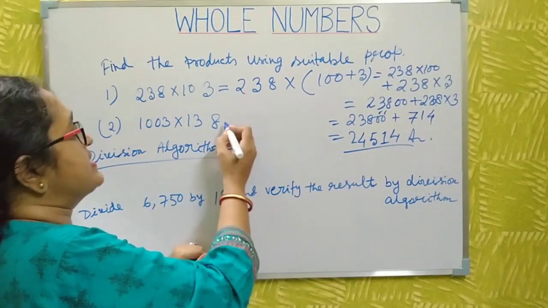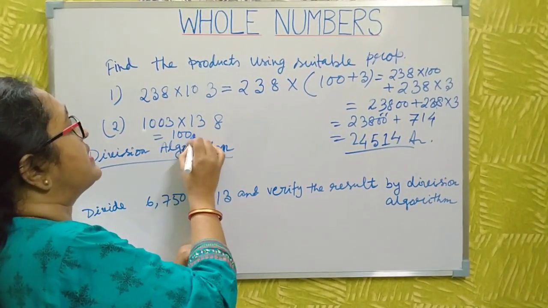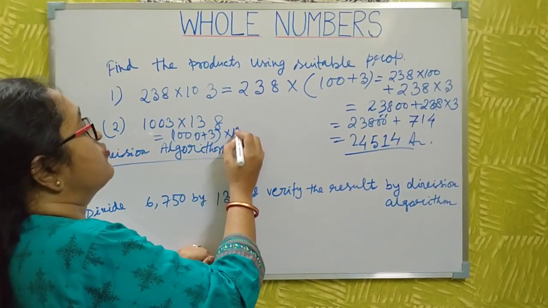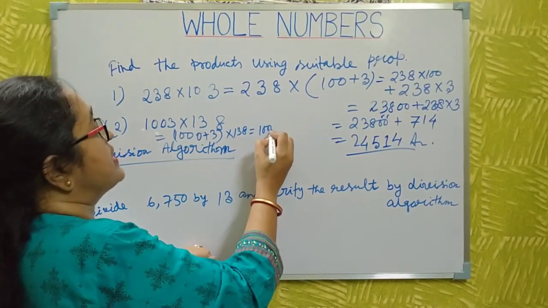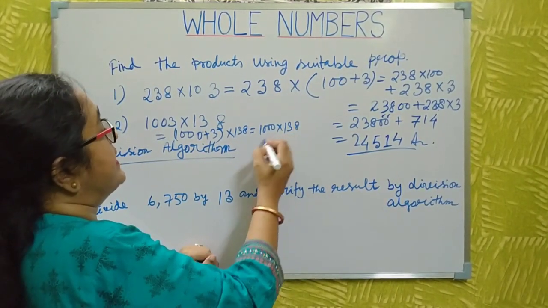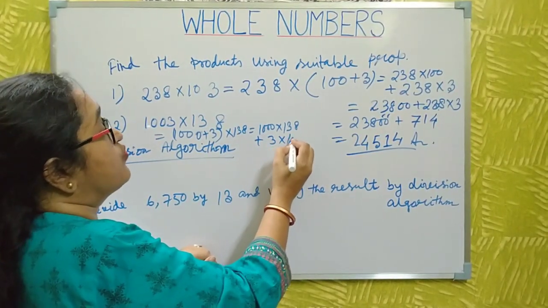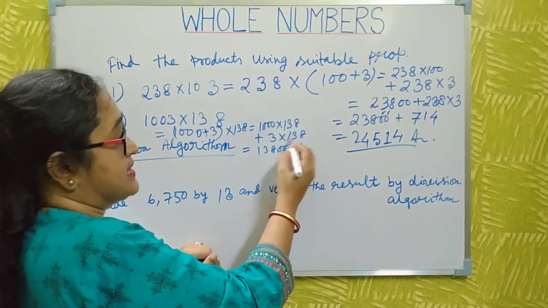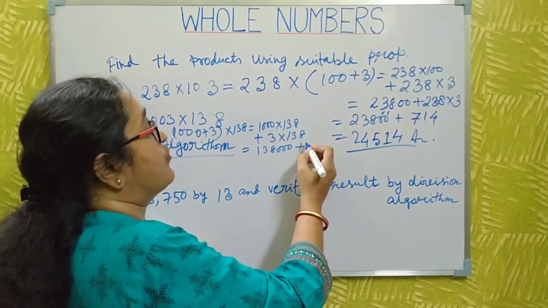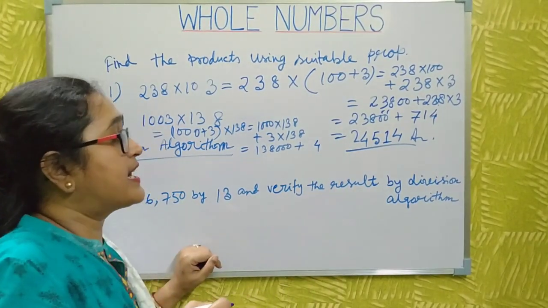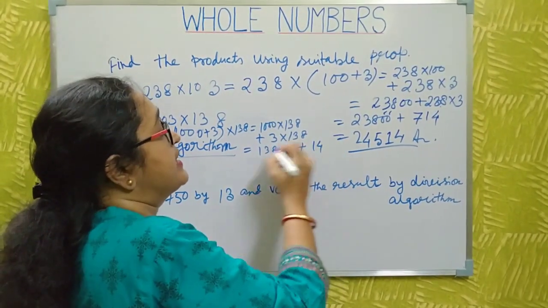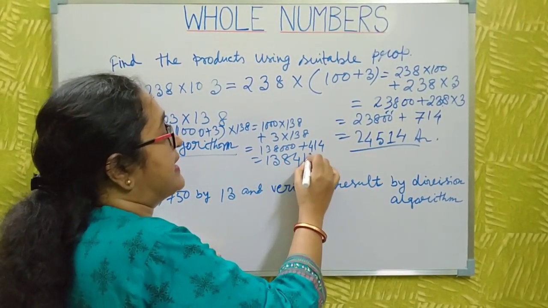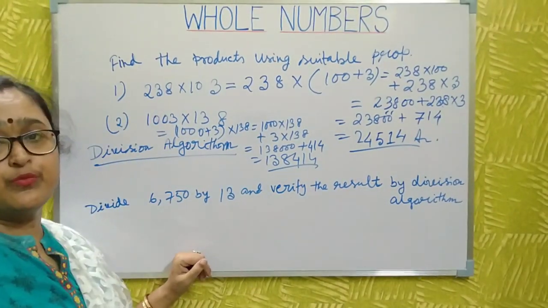You can do also like this here. You write like this: 1000 plus 3 into 138. This is 1000 into 138 plus 3 into 138. Then 138000 plus 3 8s are 24, 4 and 2 carry. 3 9s are 27 plus 2 is 11, 1 carry. 3 1s are 3 plus 1 here also. The answer becomes like this using the distributive property.